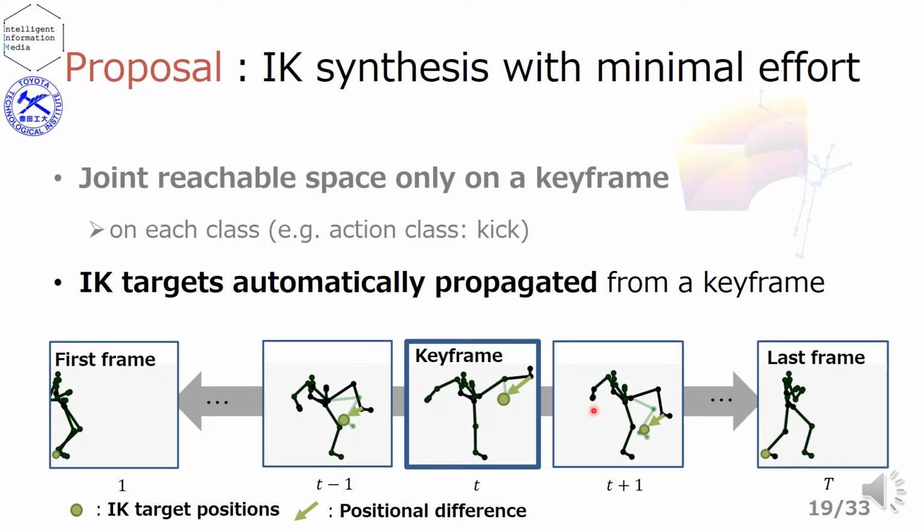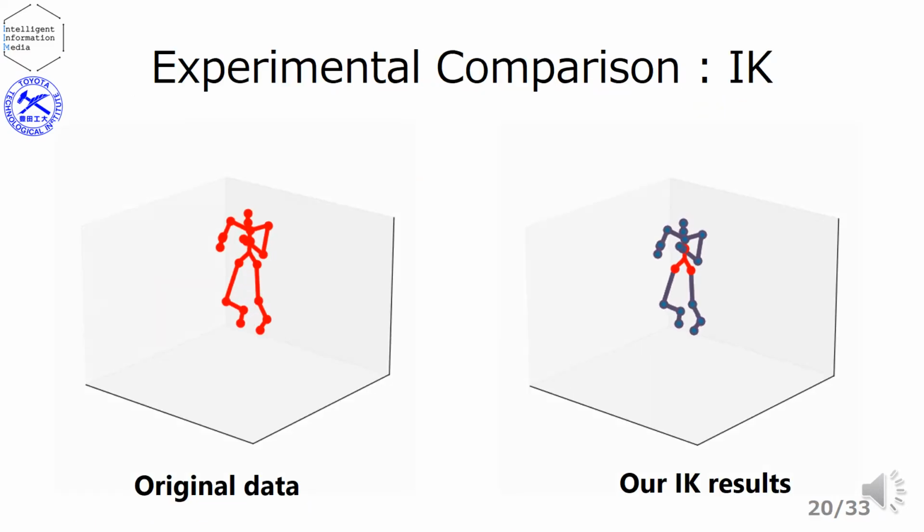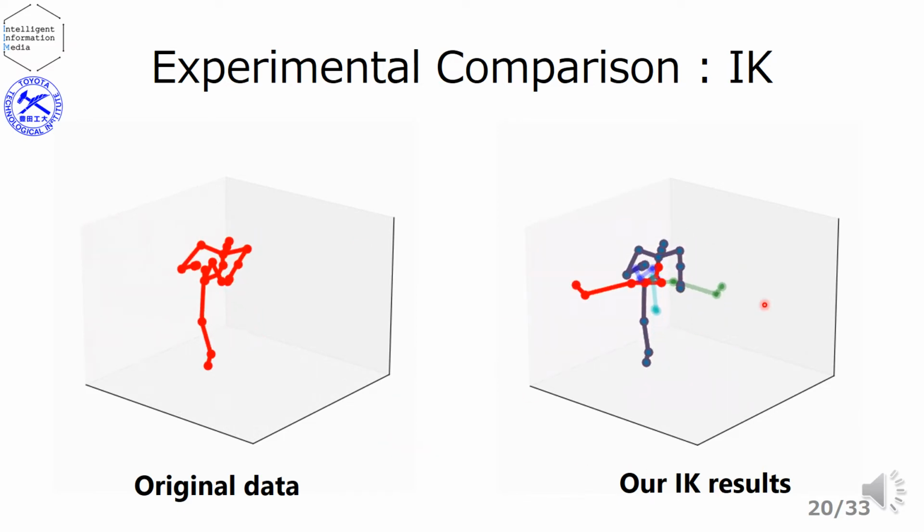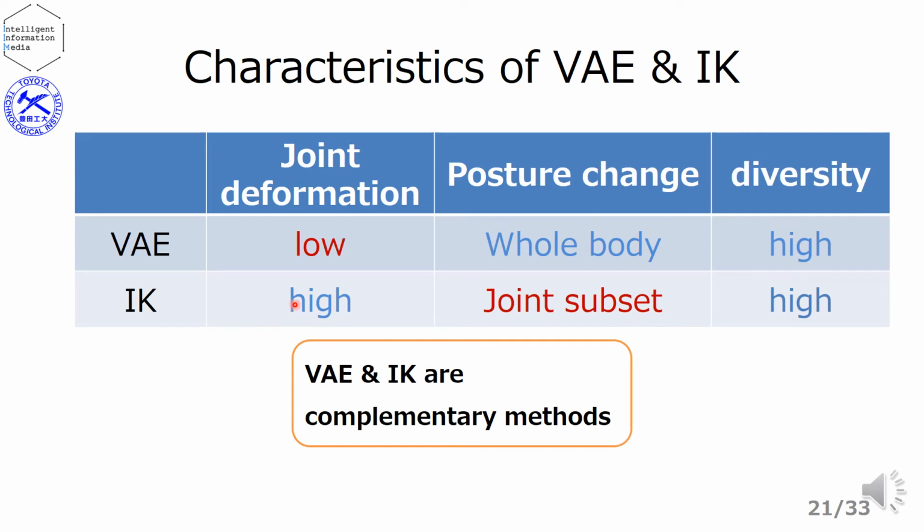Finally, in order to determine the IK target positions in all frames, we propagate the positional difference from the joint position to the IK target position of the keyframe in a linearly decreasing manner. From this original motion, IK can synthesize diverse motions. This is a summary of our VAE and IK. The body deformation by VAE is relatively low because VAE synthesis is based on insufficient training data. However, VAE can change the whole body posture. In contrast, the body deformation by IK can be high because IK target positions are arbitrarily given by a user, but only a part of the body is changed. While each method produces diverse motions, we propose to use both of them for complementary augmentation.